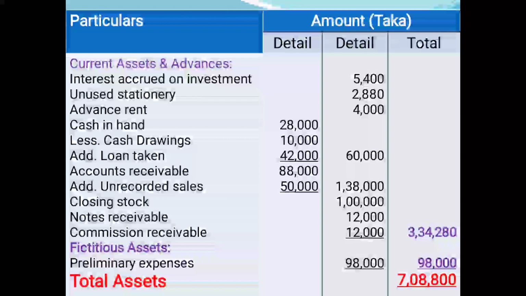Fictitious asset, that is one kind of, sorry, not fixed, it is an other asset. Its another name is expense not yet expired. Preliminary expense taka 98,000 is written first in the middle column, then go for the outer column. So total assets of this institution is taka 7,08,800.